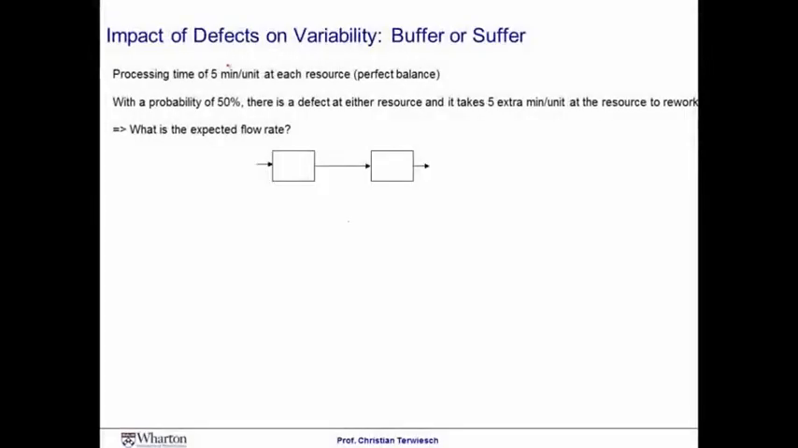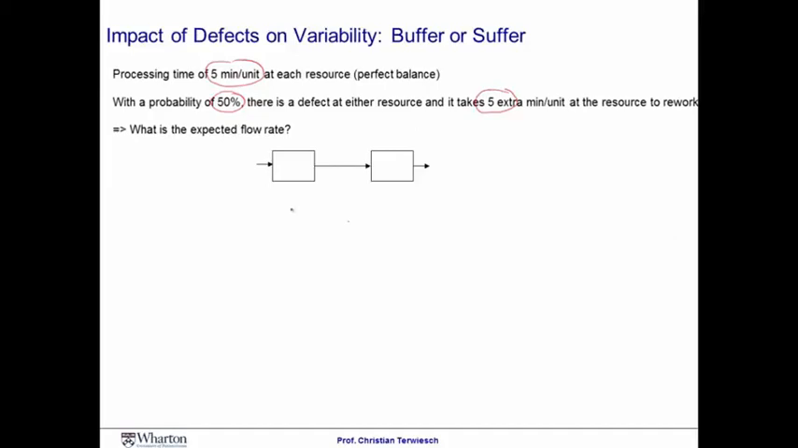Now let's turn to the effect of defects creating variability in a process. Consider the following example of a two-step process. Both steps have a processing time of 5 minutes. Both steps also have a probability of 50% of creating a defect. In that case, their processing time goes up to 10 minutes because they require an extra 5 minutes of rework. What's the flow rate going to be in this process? Well, let's think through all the scenarios that can happen.